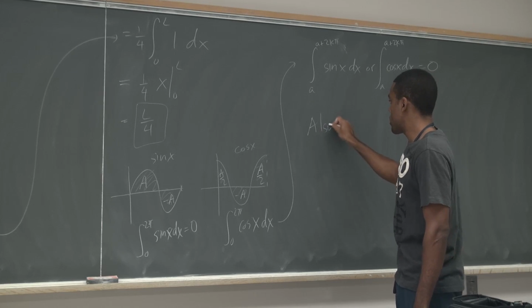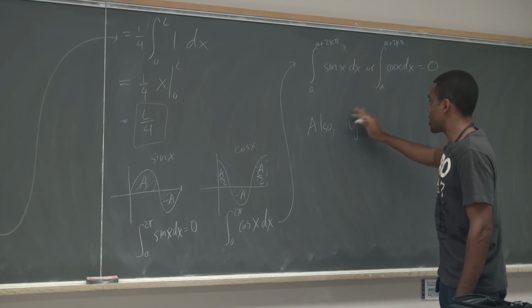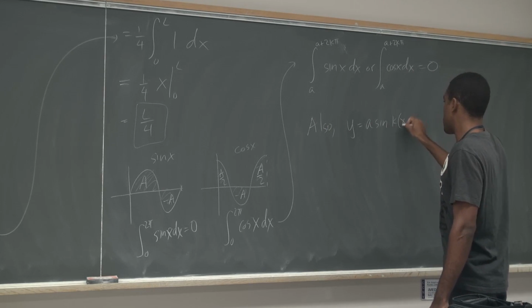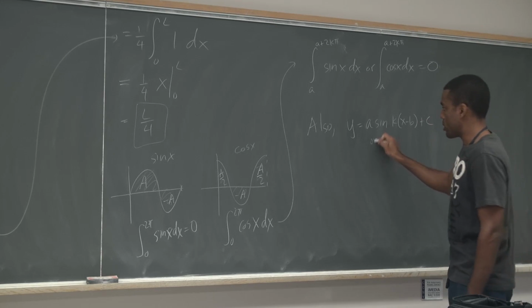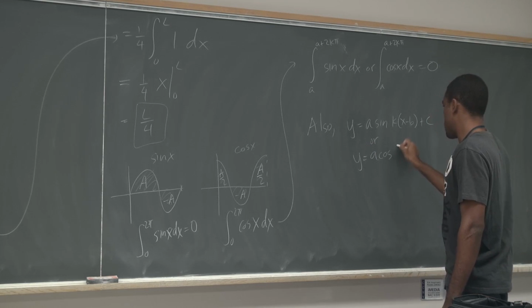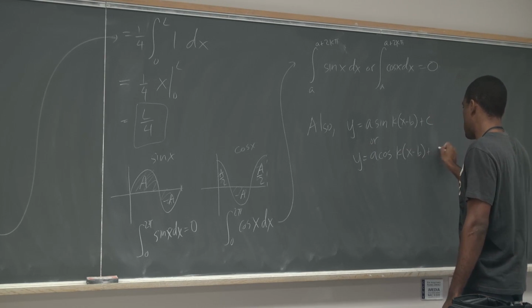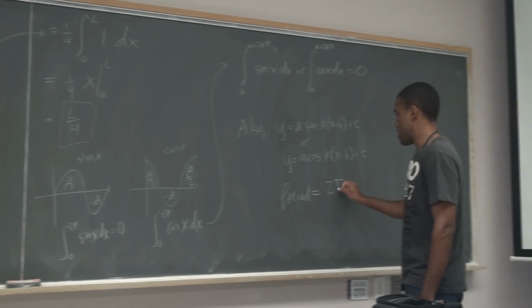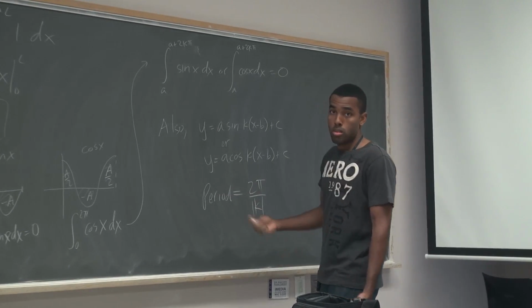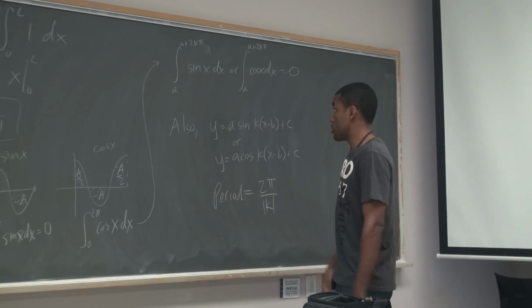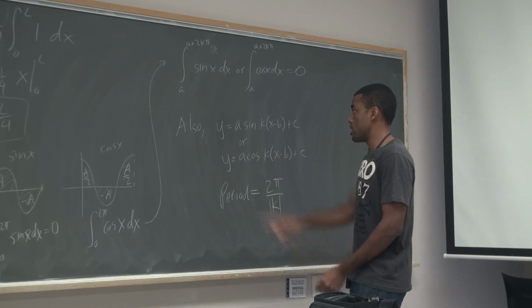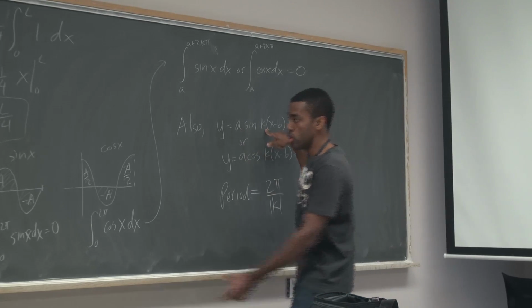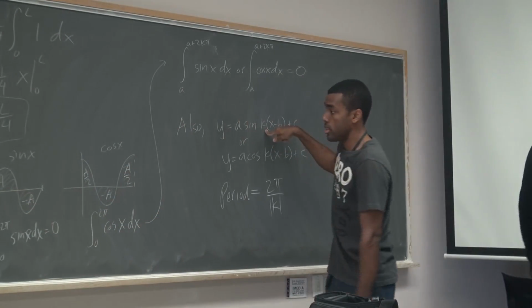Also, we know that if y equals a sine of kx minus b plus c, or y equals a cosine of kx minus b plus c, then the period of this function is 2 pi over k. This is something you learned from pre-calc. So k is the coefficient of x, a is the amplitude, b is the phase shift, c is the vertical shift. K tells you how many times you oscillate in 2 pi.